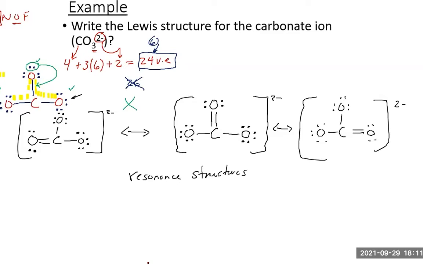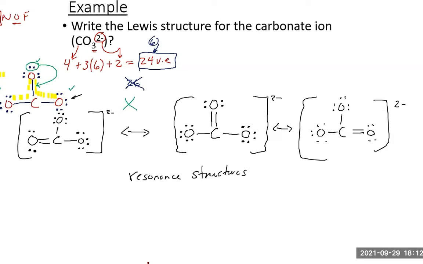Do you have to draw all the resonance structures every time in a situation like this? The answer is no. If you were asked a question just like this to draw the Lewis structure, you could have drawn any one of these 3 structures and they would all be correct. If you were asked to draw all the resonance structures, you should have drawn all 3. You probably won't be asked that in this class, but if you're asked just to draw the Lewis structure, any one of these would be correct.